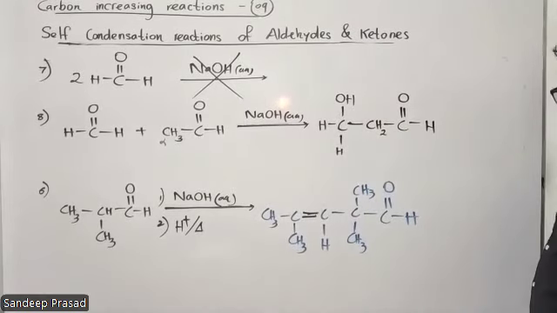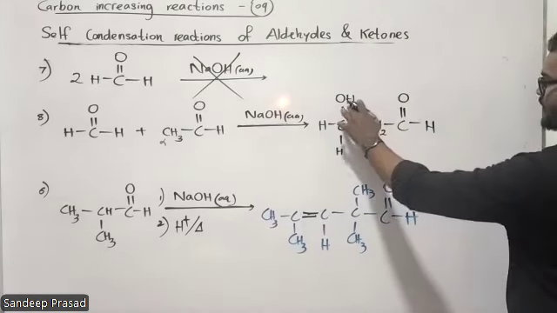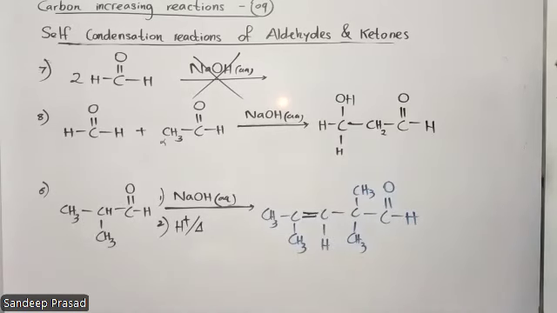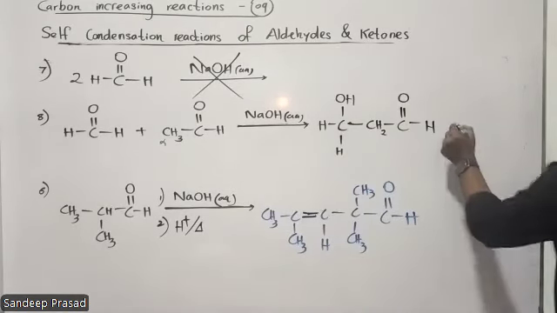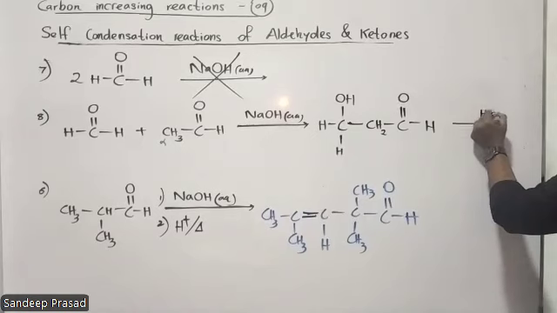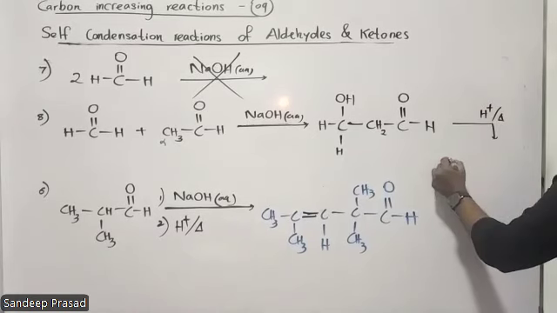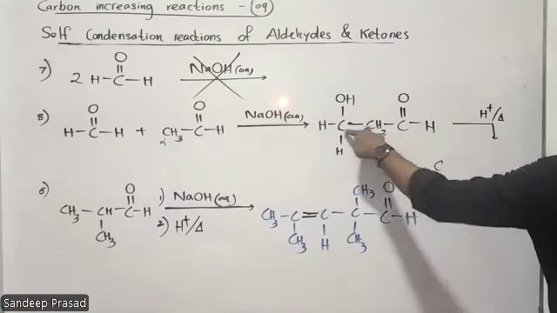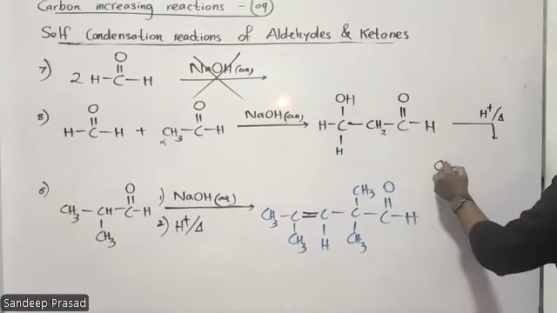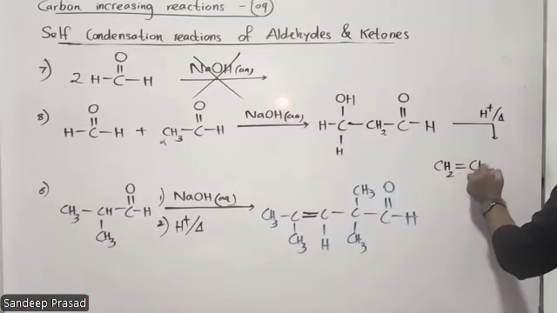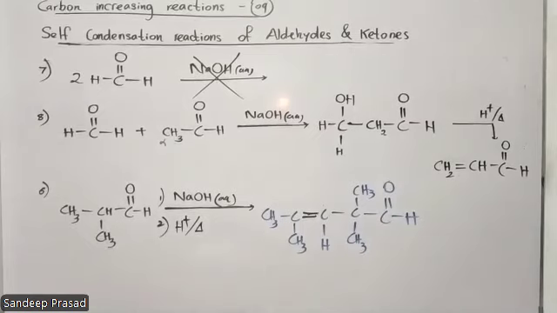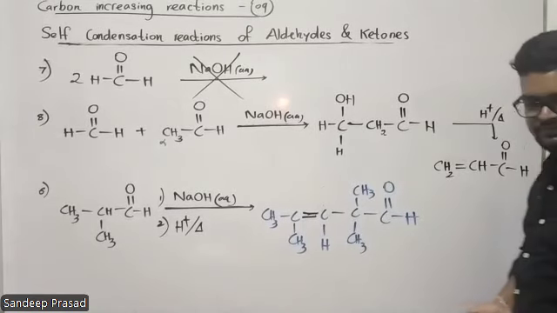So this is also an aldol product. After addition of H plus and heat, what will happen? OH is eliminated with the hydrogen from the neighboring carbon atom. The only neighboring carbon atom is this one. Therefore, CH2 double bond CH, double bond O. Final product. Can you understand?